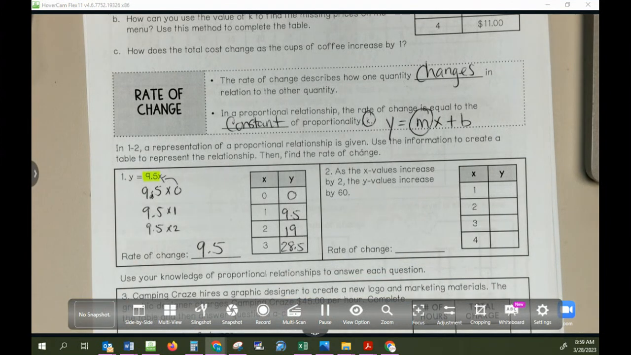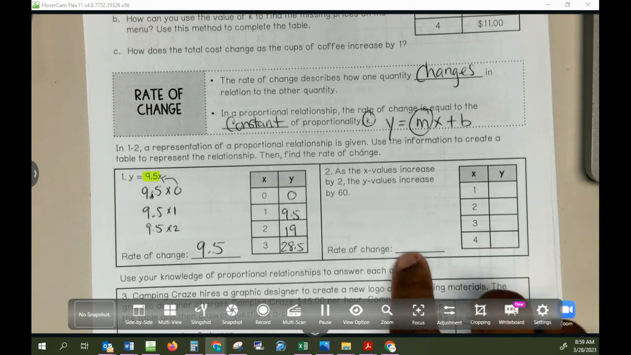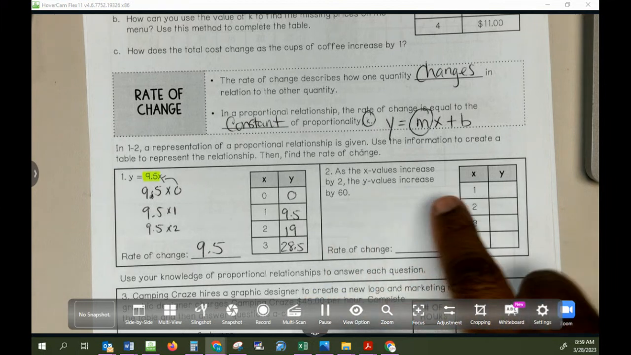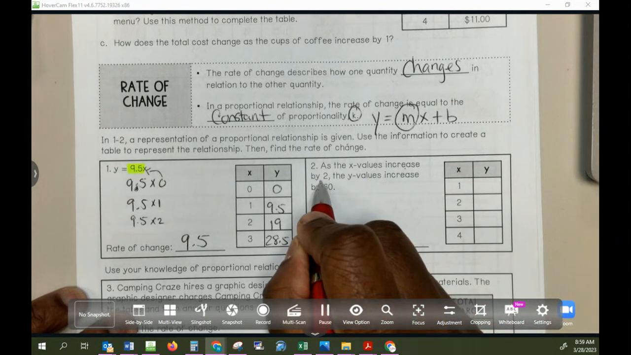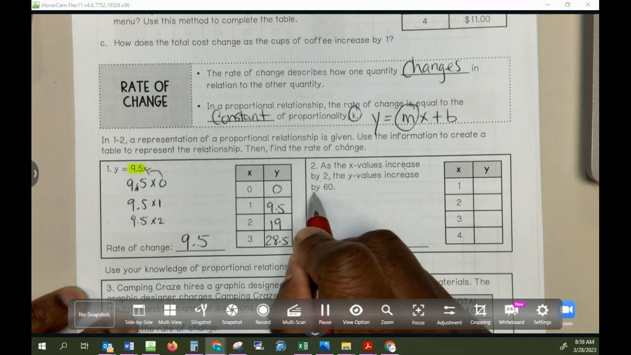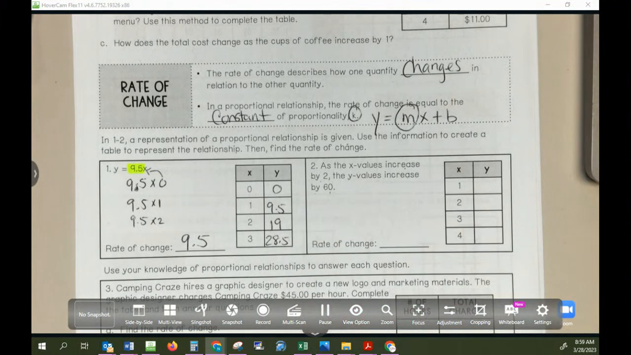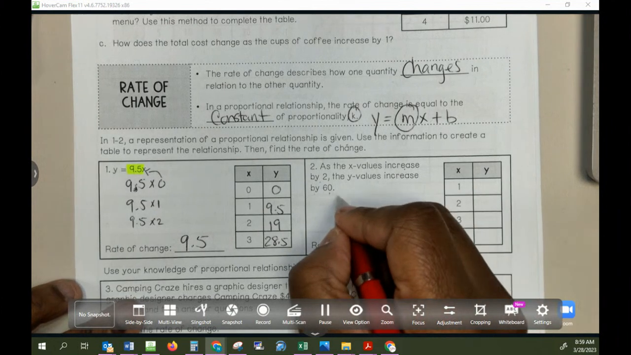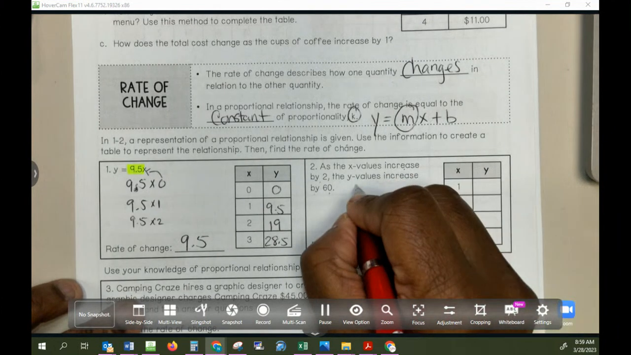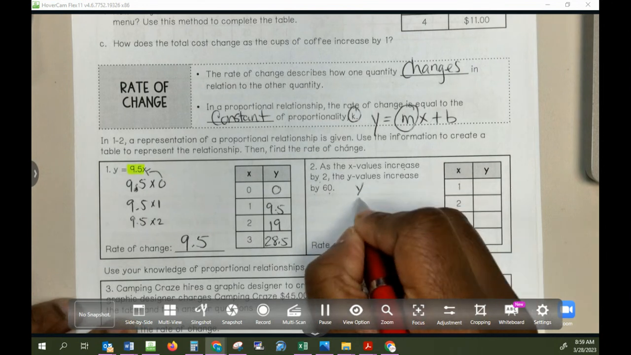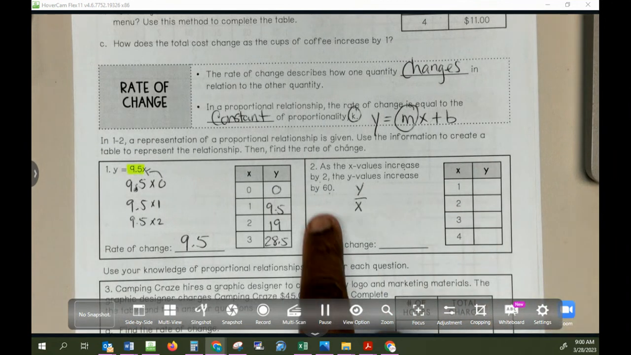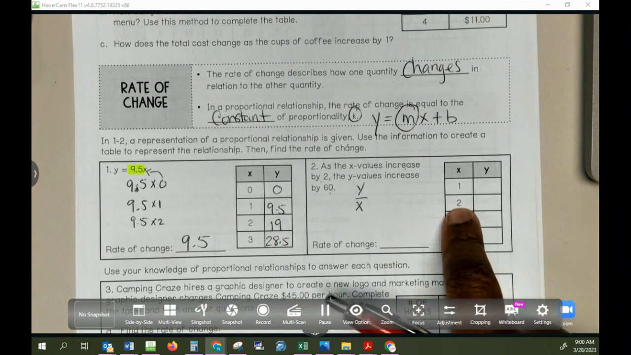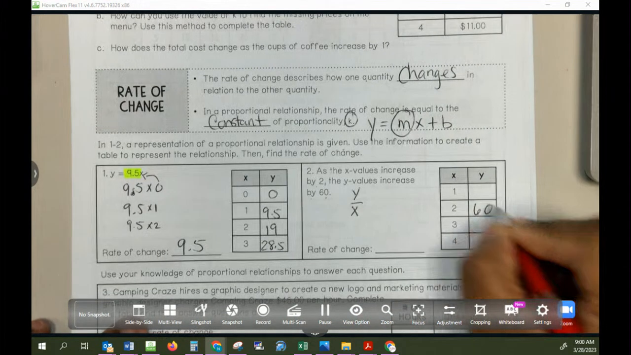When they give you an equation, it's quite easy to identify the rate of change, but you're not always going to be given that scenario. The other scenario will be what happens if they give me other information. So that's what we need to use. It says, as the x values increase by 2, the y values increase by 60. So they told me that my x is going up. Remember, we're always looking at y over x. So even here, if we were filling in our table, if my x value increased by 2, my y would increase by 60. So I know 60 will be here.